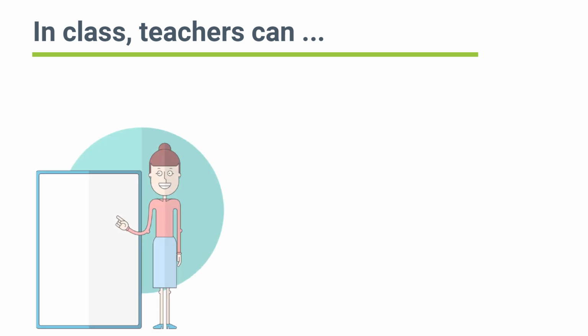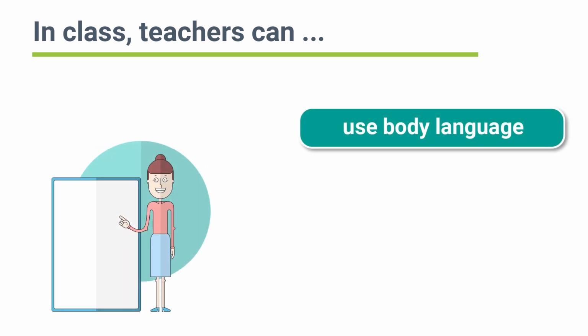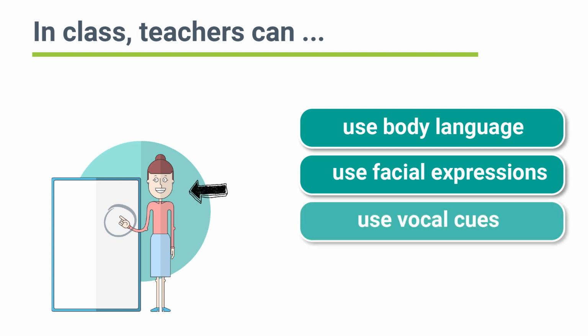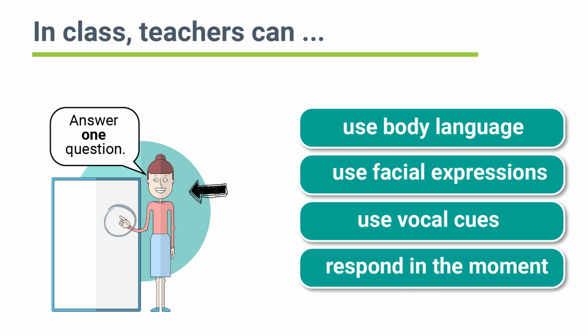In class, you can do many things to help your learners understand the instructions. You can use body language to support understanding, for example, gesturing to the board. You may also use particular facial expressions to clarify meaning. You can also use vocal cues such as emphasising certain words, using intonation, or speaking more quietly. And in the classroom, you can provide on-the-spot clarification.